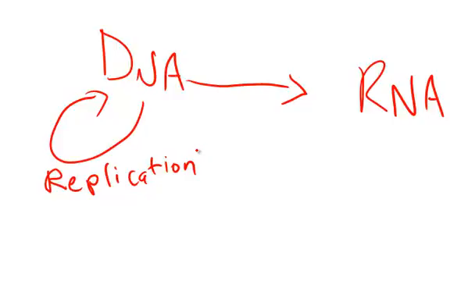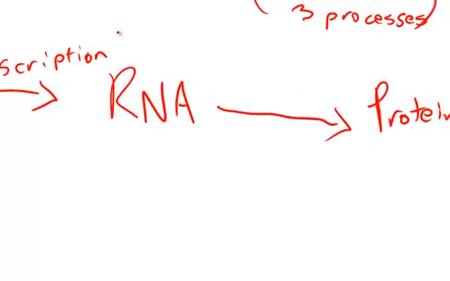A second process is transcription. And a third is translation. So that's the bare bones. That's the three molecules and the three processes. Of course, this diagram is going to serve as an overview for our next lecture topics. We're going to talk about the processes, replication, transcription, and translation.